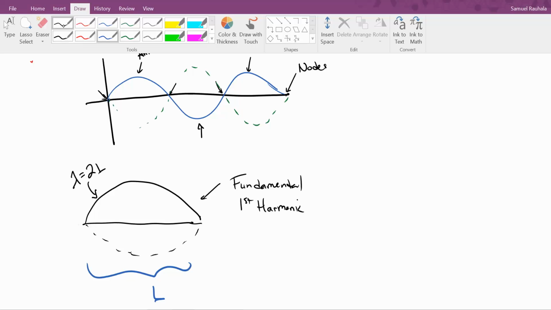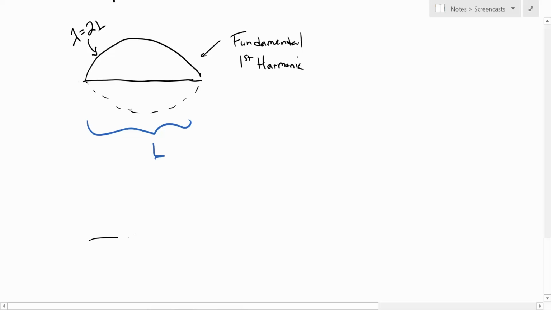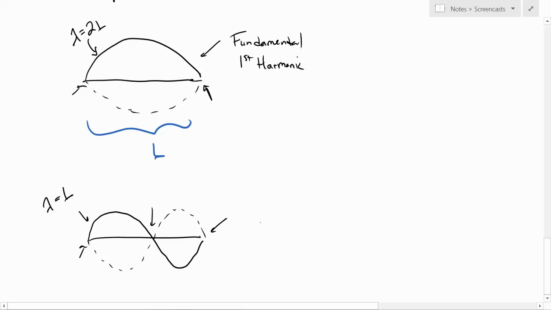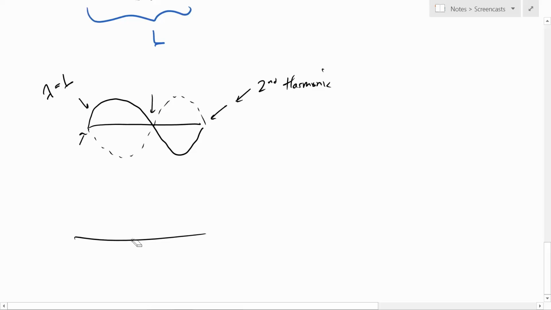The next harmonic, the next shape that will fit here, is going to have one more node. This has 2 nodes. This has 3 nodes. And now the wavelength of this is equal to L. This is the second harmonic. And then so on and so forth. We can get to a third harmonic. Gonna add one more node.